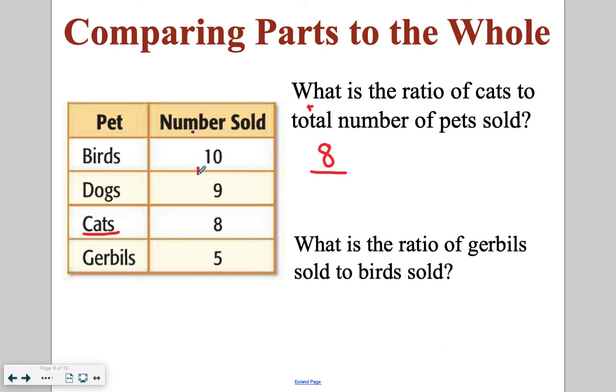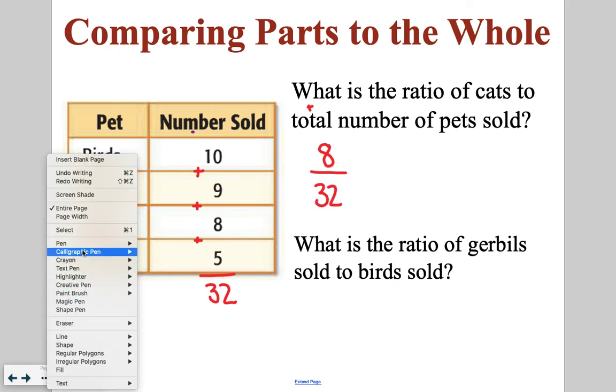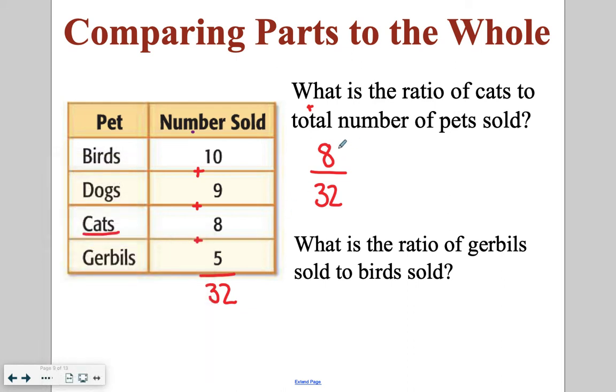So I'm going to do 10 plus 9, which is 19, plus 8, which is 27, plus 5, which gives us a total answer of 32 pets. Since that's our second thing mentioned, that's going to be our denominator. Now I need to look at my ratio, and I can simplify this because 8 and 32 can both be divided by 8. So your final answer is 1 over 4. What that means is 1 out of every 4 pets sold is going to be a cat.